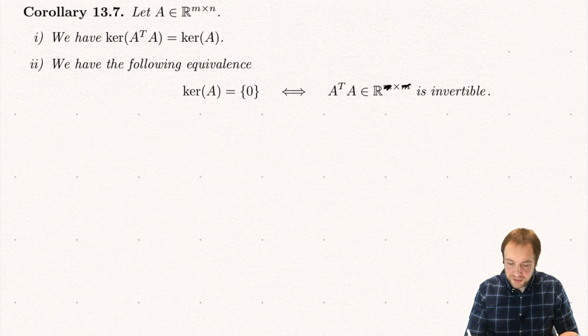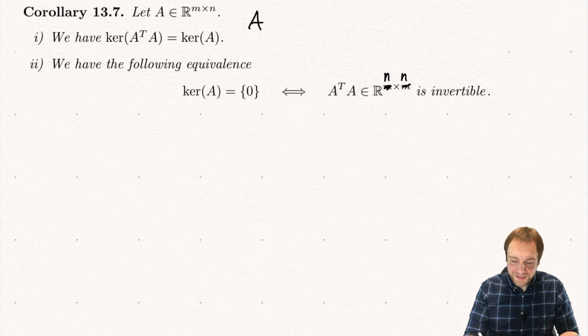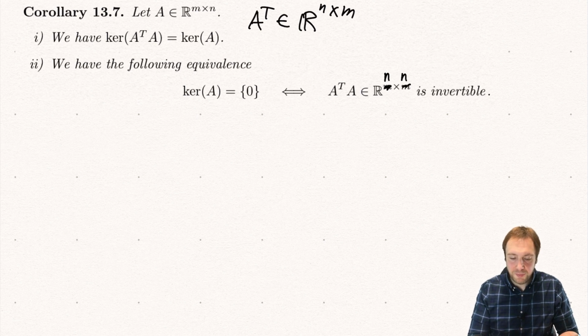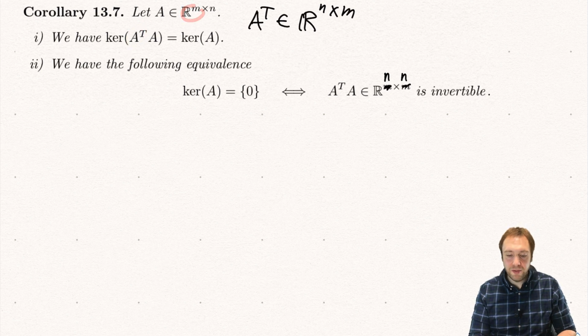This is actually an n by n matrix, sorry. Because A transpose is an n by m matrix, and therefore if I multiply this matrix here with an m by n matrix, then the result will be an n by n matrix.